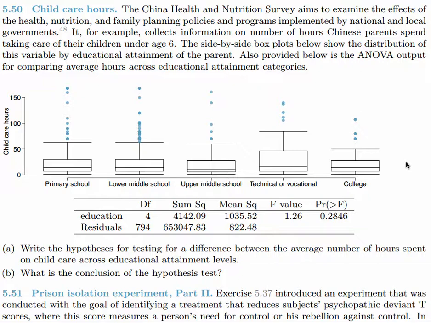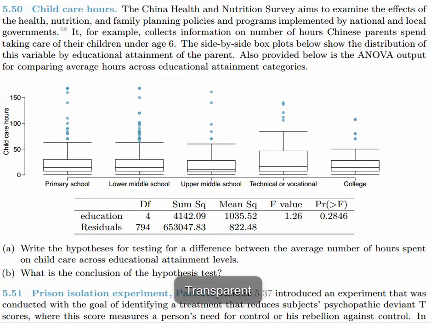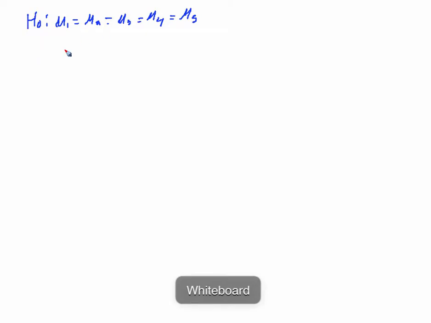Okay, so what do we need to do? Well, first of all, of course, with any good ANOVA test, we need to write the hypotheses. So our null hypothesis is going to be what? That mu1 is equal to mu2 is equal to mu3 is equal to mu4 is equal to mu5, because there are 5 levels to our variable here, right? What does the alternate say? The alternate says that at least one differs.